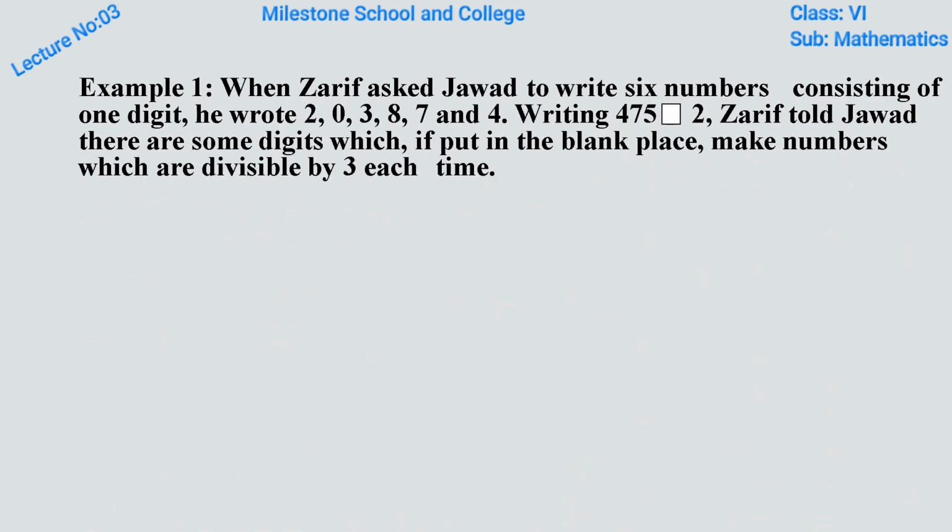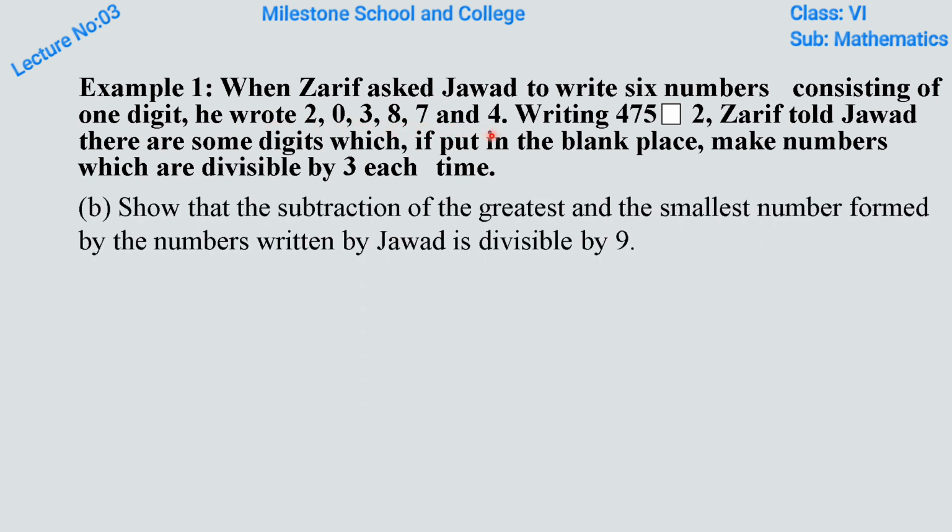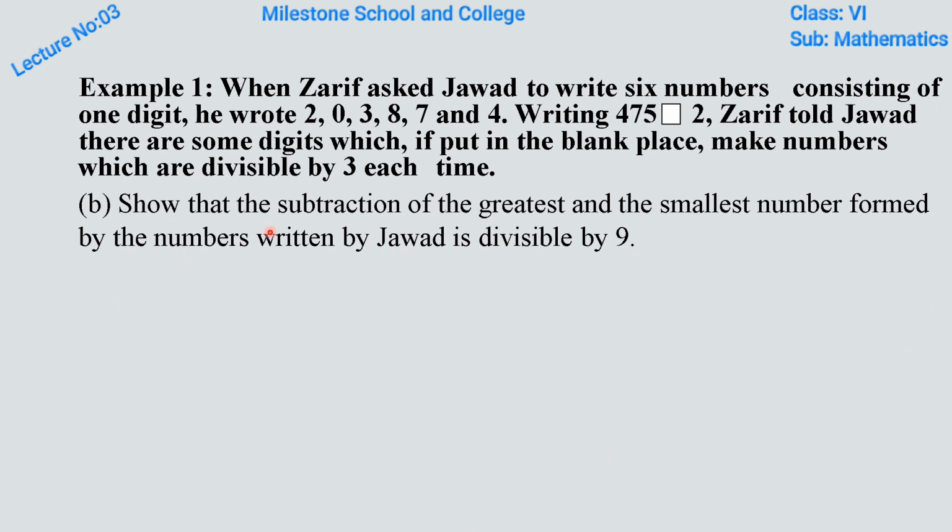Now the solution of number B. Again I am reading example number 1, the stem. When Zarif asked Jawad to write 6 numbers consisting of one digit, he wrote 2, 0, 3, 8, 7 and 4. Now question number B is saying, show that the subtraction of the greatest and the smallest number formed by the numbers written by Jawad is divisible by 9.